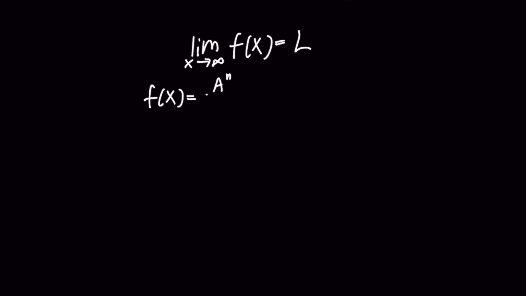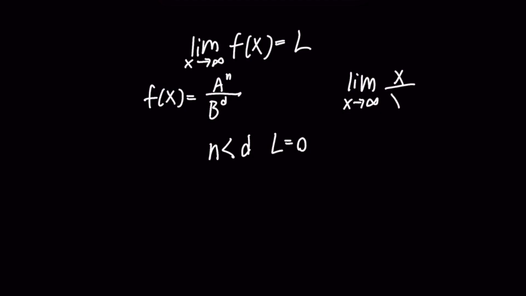Okay, so when it comes to limits at infinity, there is actually a general rule that you can follow. Let's say that f of x is equal to a x to the nth power over b x to the d power. It turns out that when the degree of the numerator is smaller than the degree of the denominator, the limit equals 0. An example like that would be the limit as x approaches infinity of x over x cubed.